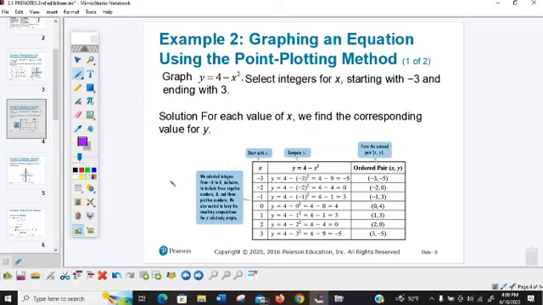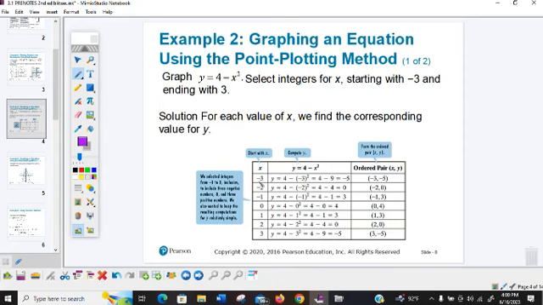In this example, we're going to learn how to graph an equation using the point plotting method. So they gave us the graph y equals 4 minus x squared. So we're going to select numbers for x, starting with -3 and going to +3. Then we're going to plot them and see what we get.